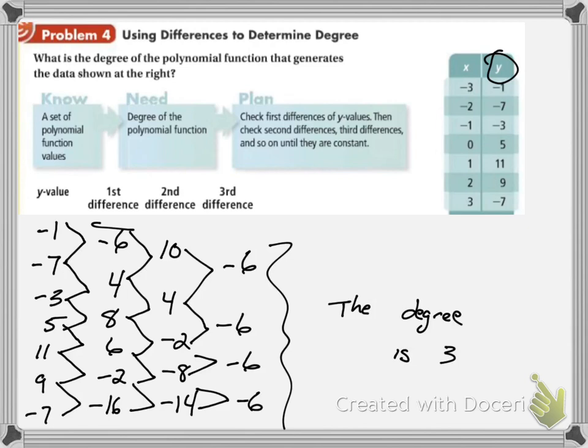Why? Because I took the first difference, then the second difference, and then the third difference. It took 3 times to subtract, so it makes it a third degree polynomial. That's it.